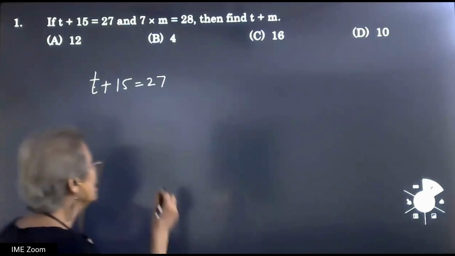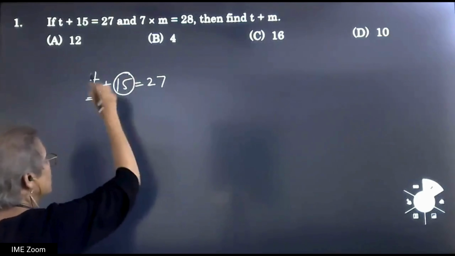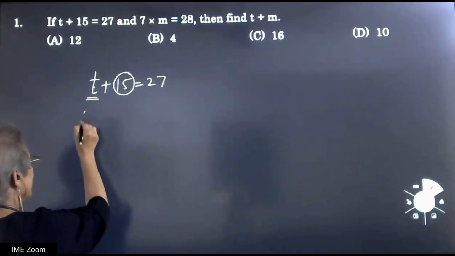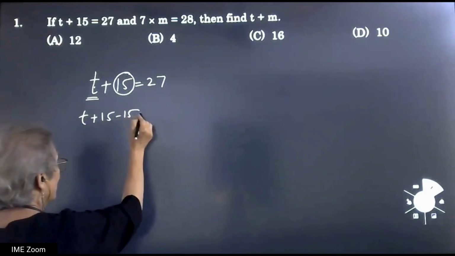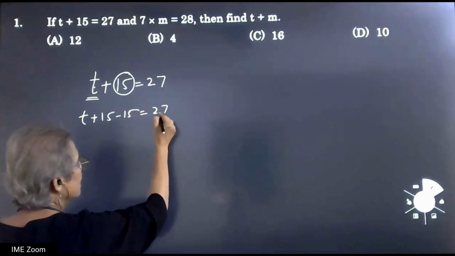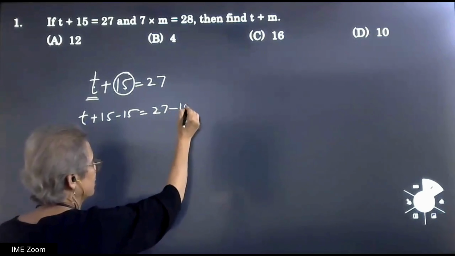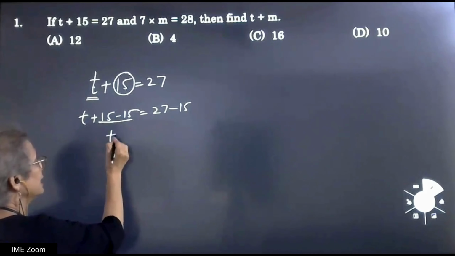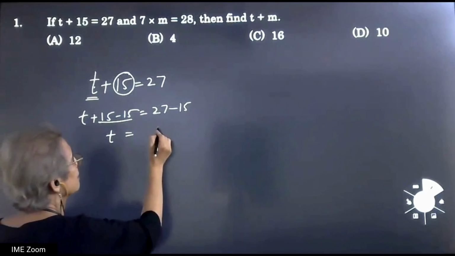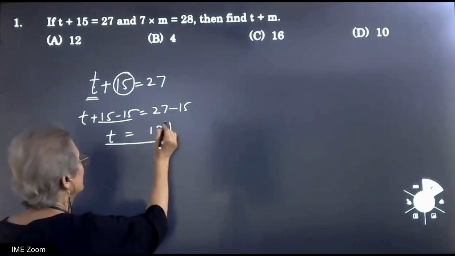One is we have to keep this T alone, and therefore this 15 is to be removed. So let us subtract 15 from this side. And therefore same thing is to be done at RHS, so subtract 15. And now what will happen? This 15 minus 15 will be 0, so only T will remain. And here the answer will be 12. So value of T is 12.